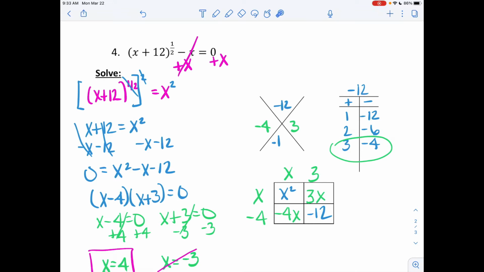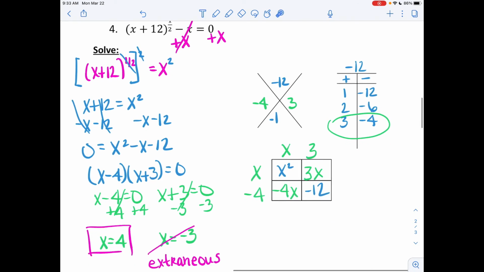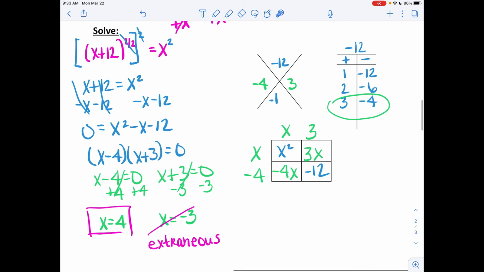All right, the very first thing that you should have done after we isolated was to go ahead and multiply by the reciprocal exponent. Reciprocal of 1/2 is a 2. Those will cancel, leaving me with just x plus 12 on the left and an x squared on the right. Now I want to move everything to one side to get a 0 on the left and everything on the right. So subtracting x and subtracting 12 from both sides, I'm left with x squared minus x minus 12 is equal to 0.